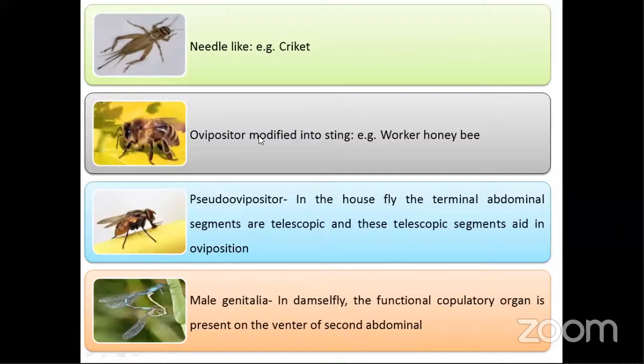Next, ovipositor modified into a sting, which is present in honeybees. So sting-like structures are present in honeybees only.